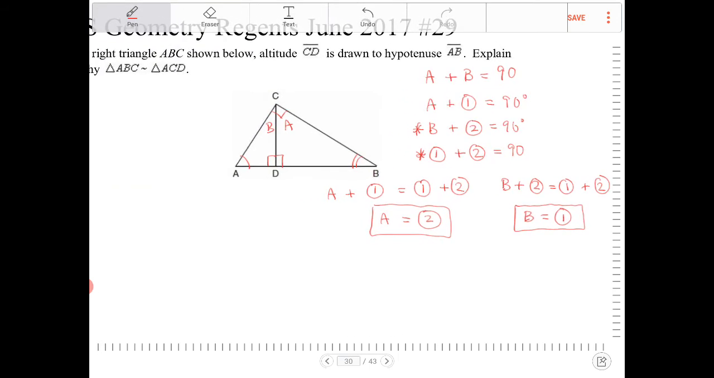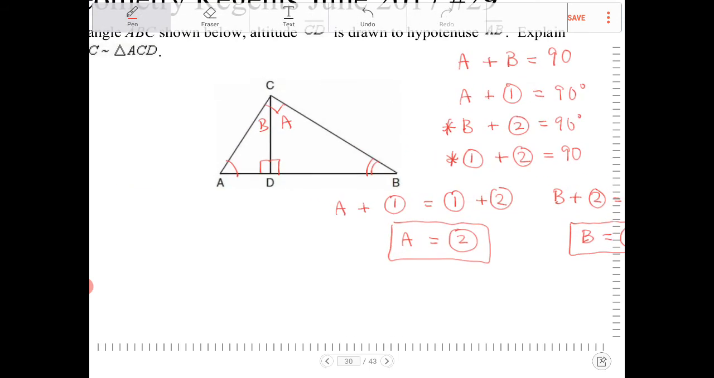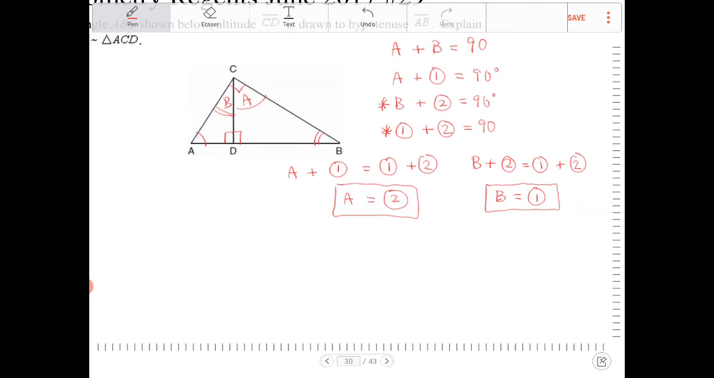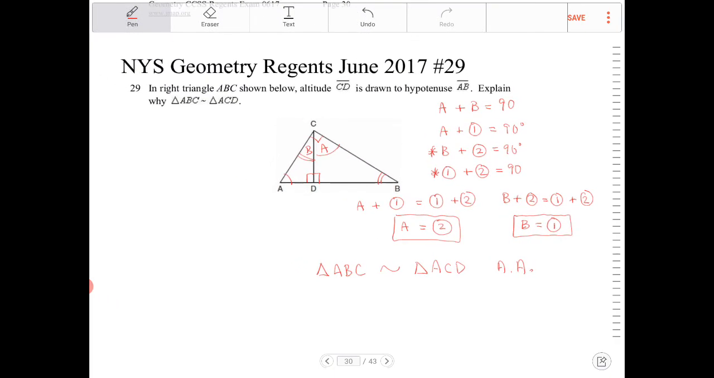Now look at this. Angle A has 1 marking and angle B has 2 markings. So we can conclude that triangle ABC will be similar to triangle ACD, because of the angle-angle theorem. Both triangles share 2 congruent corresponding angles.